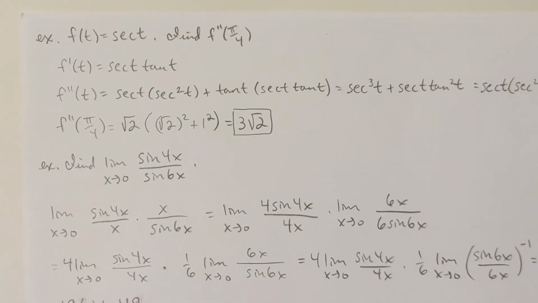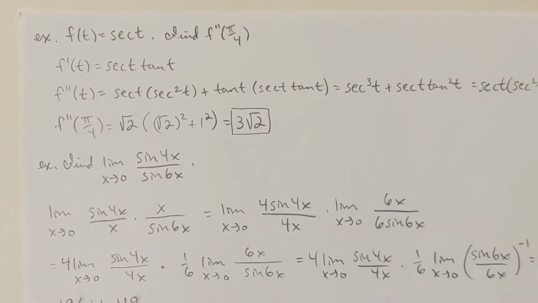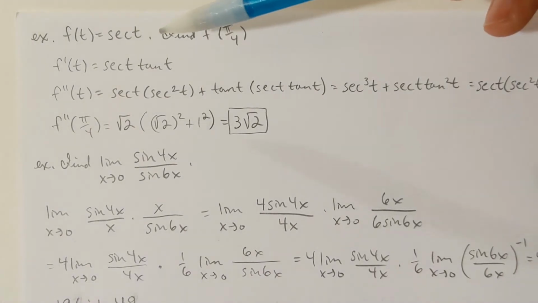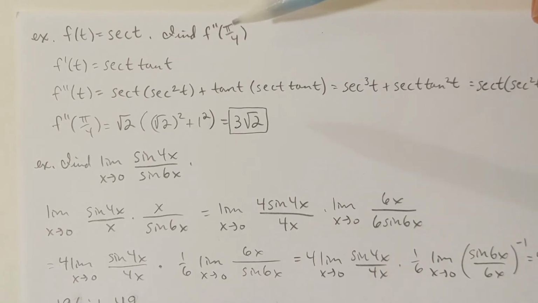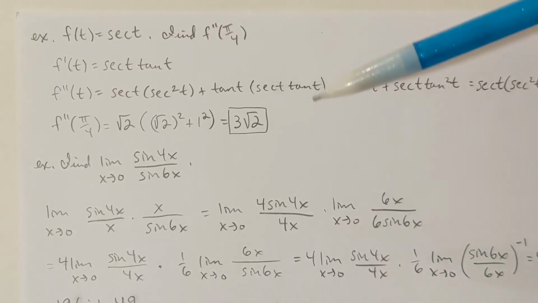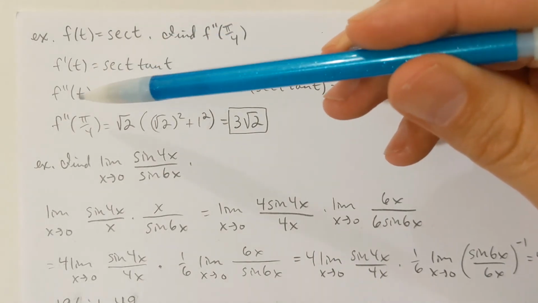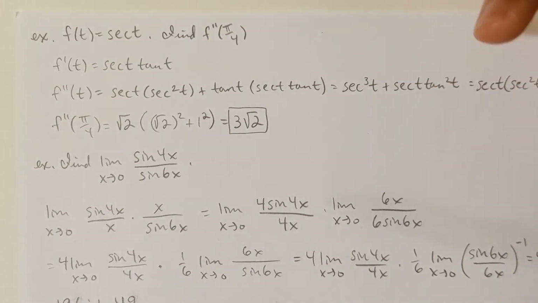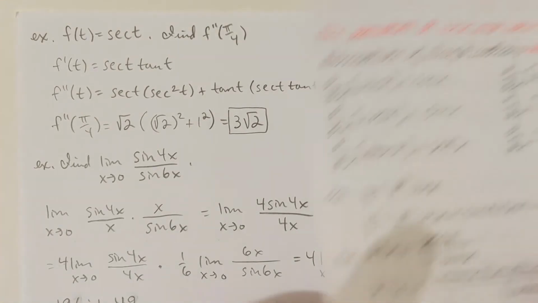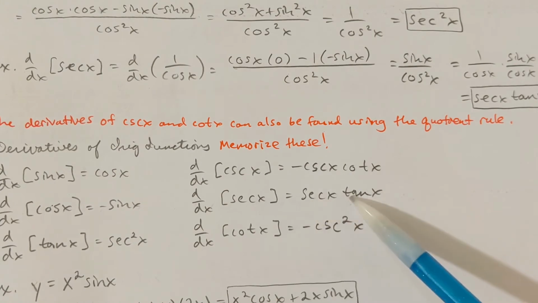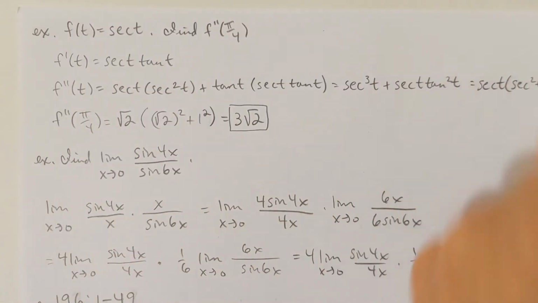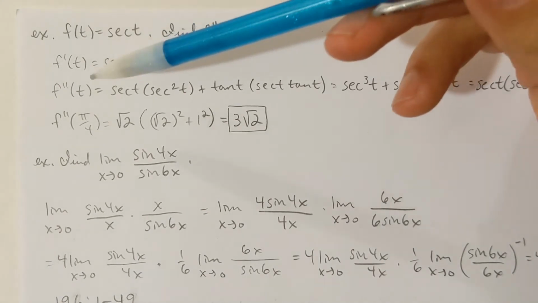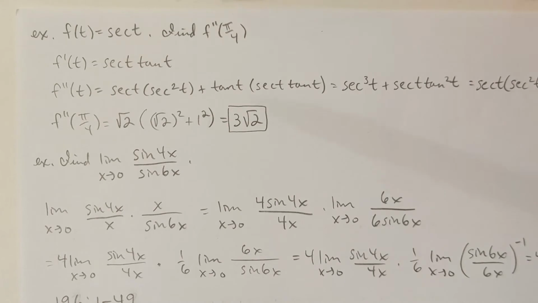Okay, if we go to the next page here, here's another example. Suppose that f of t is equal to secant t, and I want us to calculate f double prime of pi over 4. Well, the first thing I'll have to do is get f double prime of t. And if we calculate f prime of t, the derivative of secant t is secant t tangent t. Okay, so then if I take a derivative of that to get f double prime, I'll be using the product rule.